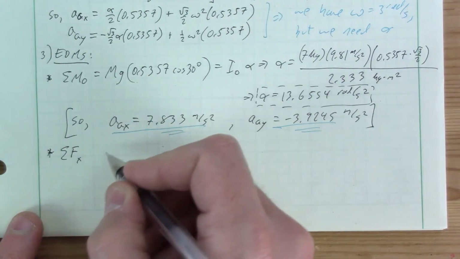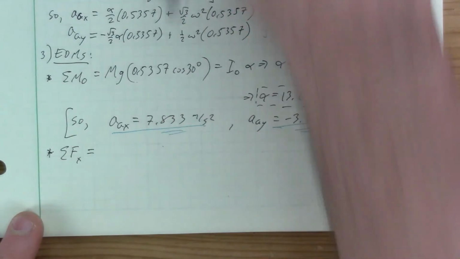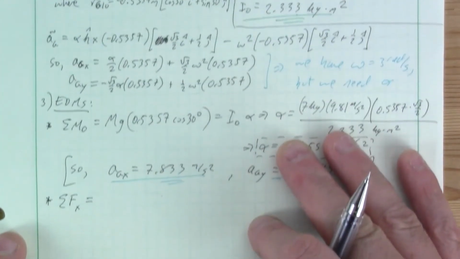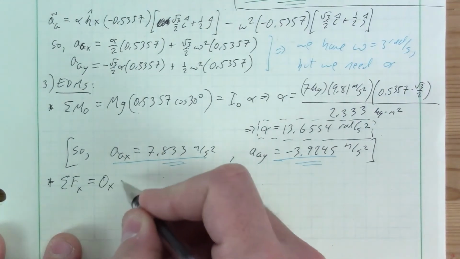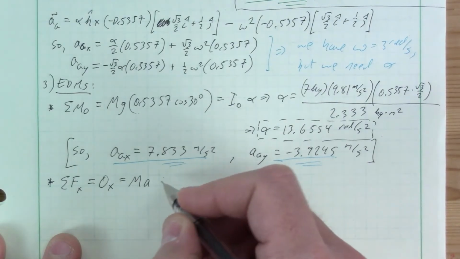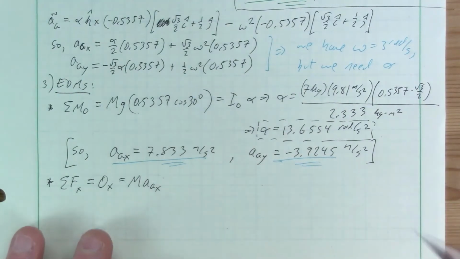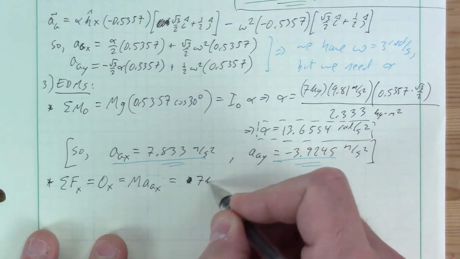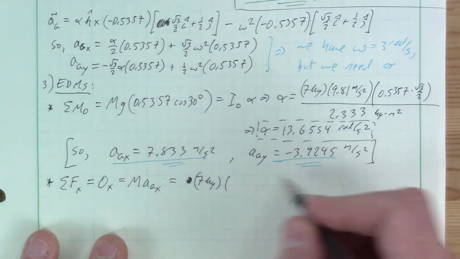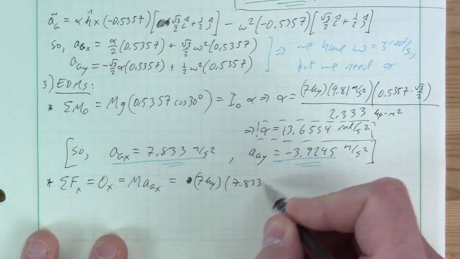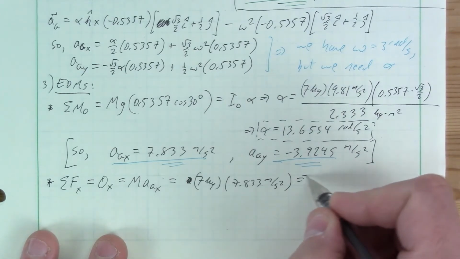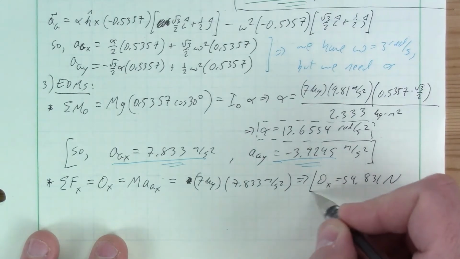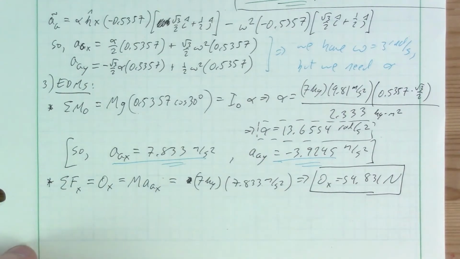Summing forces in the x direction. The only one we have is OX, right? The x reaction force, which is the total mass times the acceleration in the x direction, and we have all of that. So this is 7 kilograms times the 7.833 meter per second squared, and so OX is 54.831 Newton. That is one of our final answers.